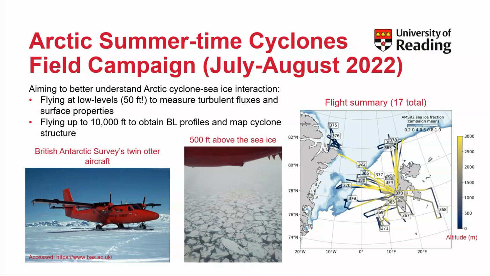To do this, we were using British Antarctic Survey's Twin Otter aircraft, kitted out with meteorological instruments. And so the field campaign was successful. There was a total of 17 flights in the month that we were there, with a mixture of flights at low level over the sea ice, but then also managing to fly through several cyclones.